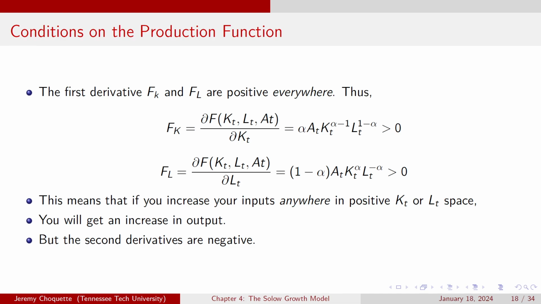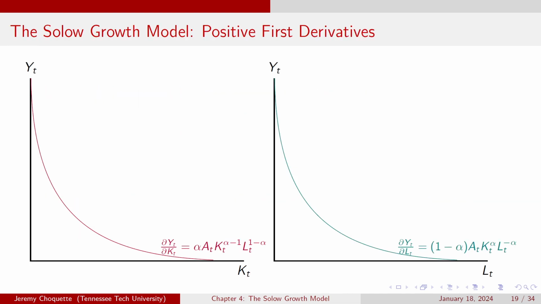Now, the first derivatives, F sub K and F sub L, or the marginal product of capital and the marginal product of labor, are going to be positive everywhere, which means if you increase your inputs anywhere in positive K or L space, you're going to get an increase in output. So the first derivative for both capital and labor is going to be positive. If you plot out that first derivative and it's above 0, it's a positive first derivative. As soon as it goes negative, that is telling us that output is now decreasing. So if you were to add more capital, you'd get less output.